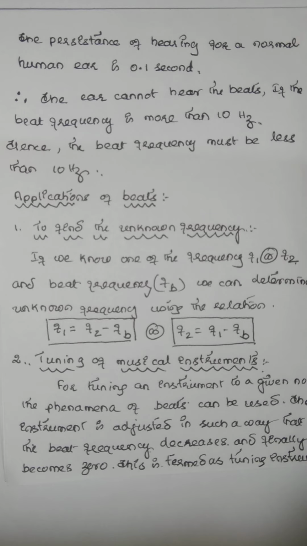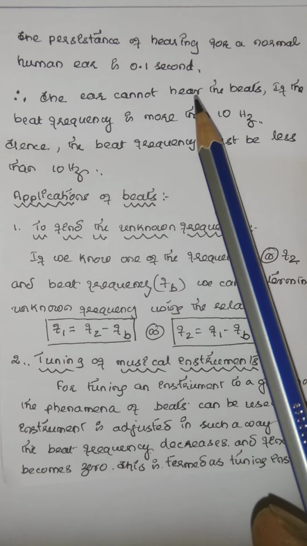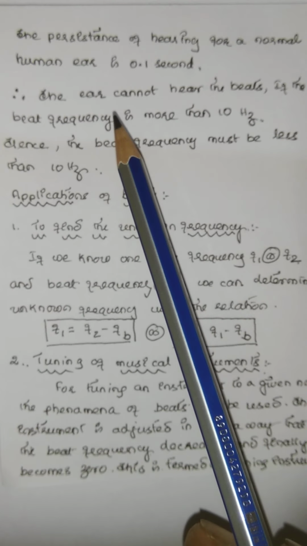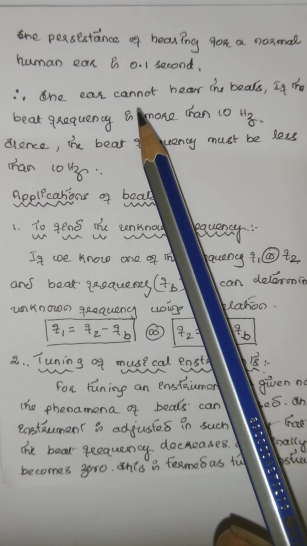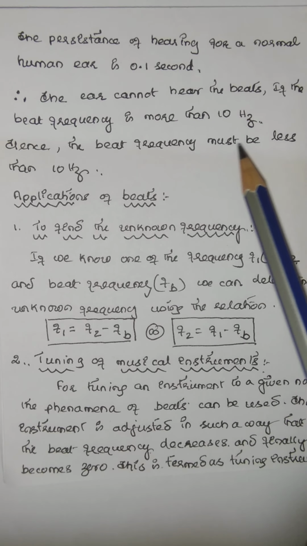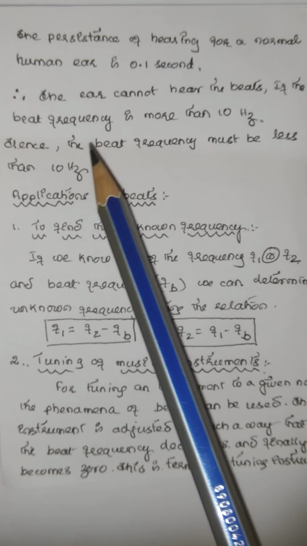The persistence of hearing for a normal human ear is 0.1 second. Therefore, the ear cannot hear the beats if the beat frequency is more than 10 Hz. Therefore, the beat frequency must be less than 10 Hz.